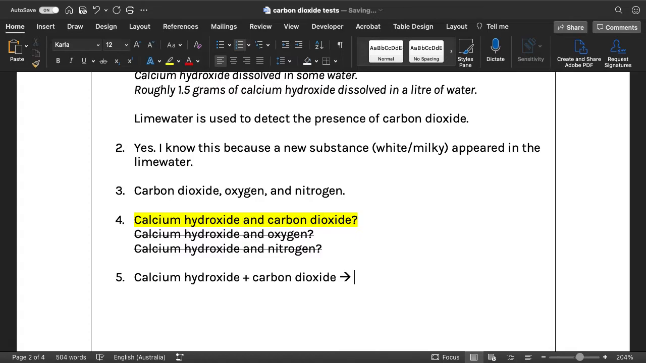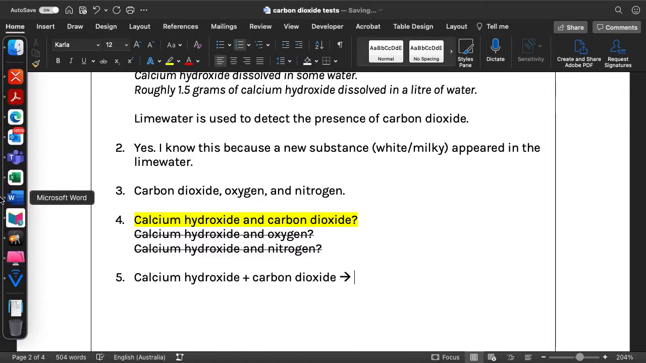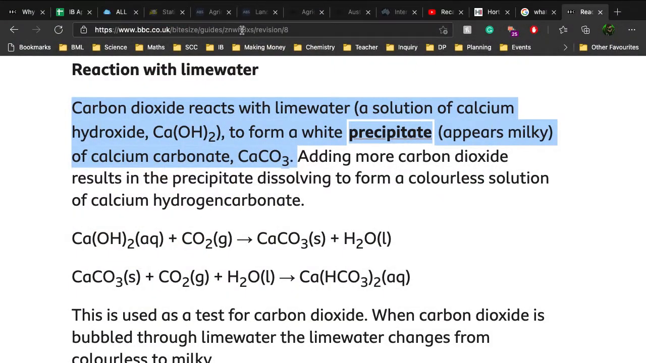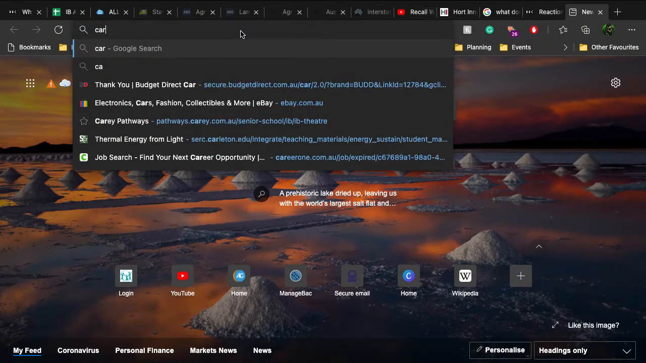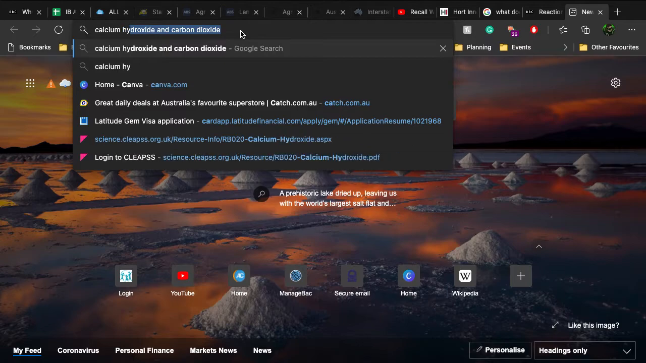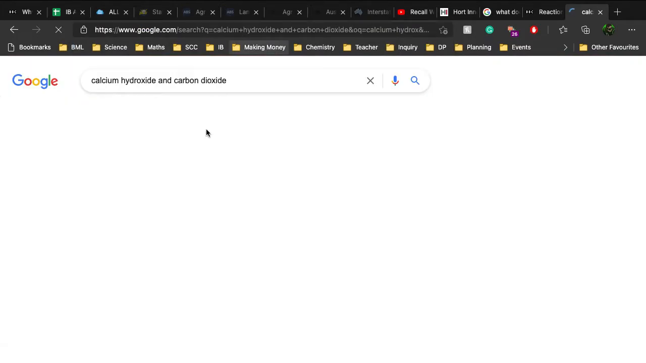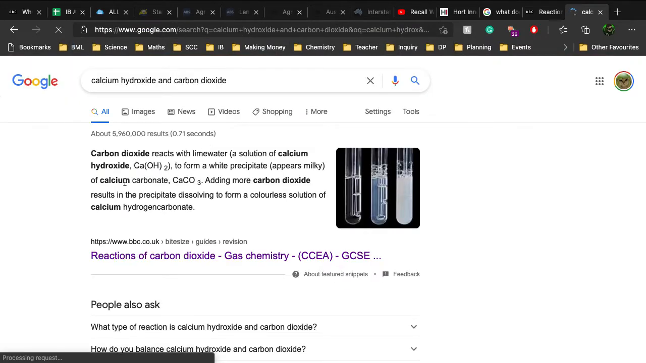All right, so what does it make? Well, you can just Google that. You can just write down calcium hydroxide and carbon dioxide. It makes calcium carbonate, and it forms a white precipitate. Precipitate meaning a solid that does not dissolve, okay?